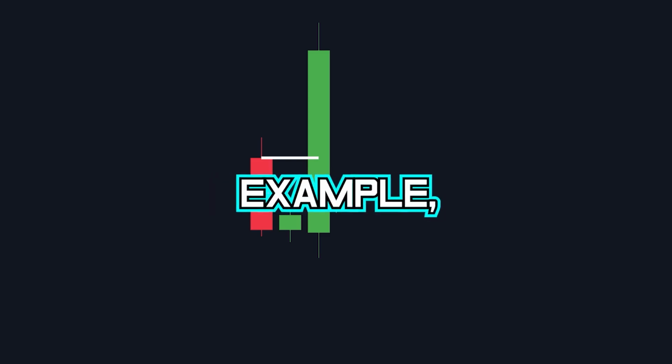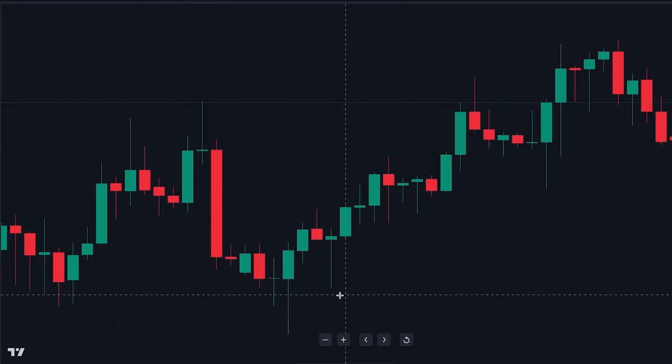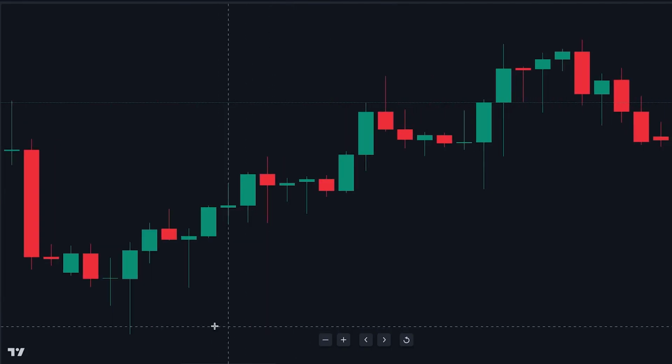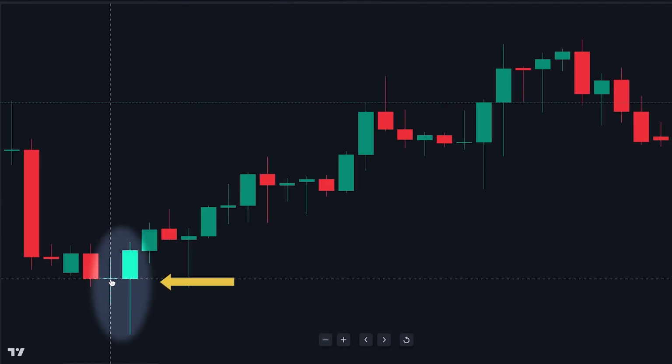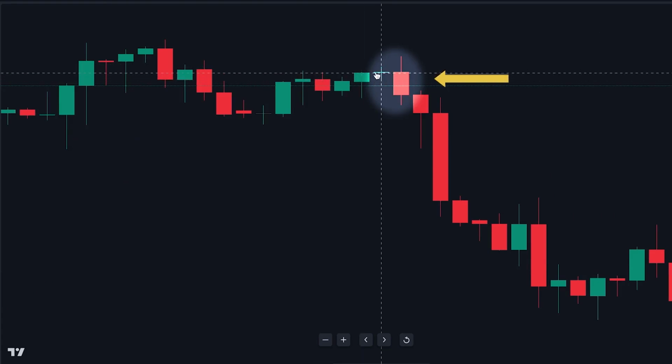In a real-life example, the pattern might look like this. As you can see, the pattern can sometimes have doji candles or tweezer bottoms in its formation. To identify this pattern, what you need to remember is that this pattern is usually a combination of several other patterns, which makes it stronger than most.